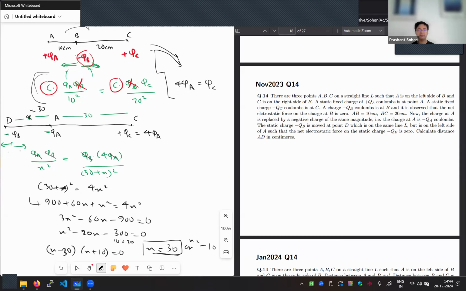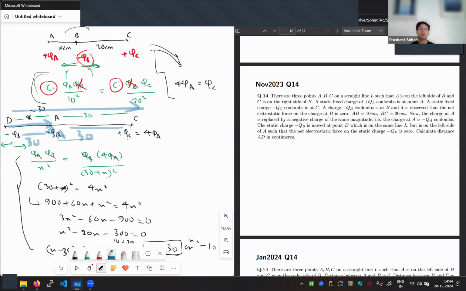But by the way, do we even need to do this calculation? There is another very easy way of saying that x has to be 30. Do you see why? Because we know the value of QA, and the value of QC is 4 times that. If the charge is 4 times stronger, then the distance has to be double. Whatever is the dA, the dC has to be double of that. Only then the attraction of C and repulsion of A will match. So directly we can say if this AC is 30, then this also has to be 30.